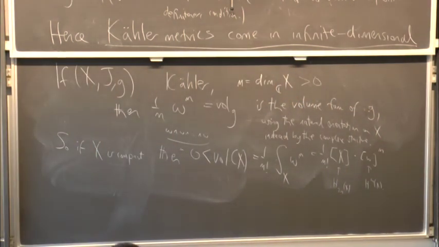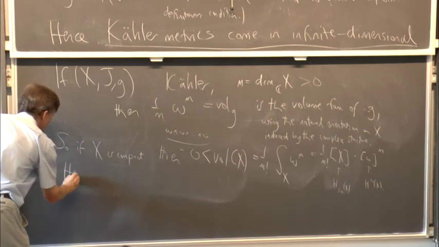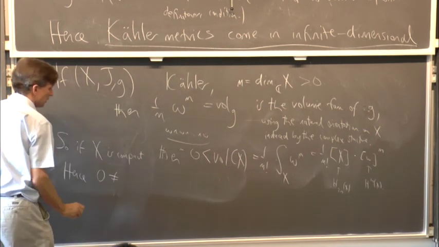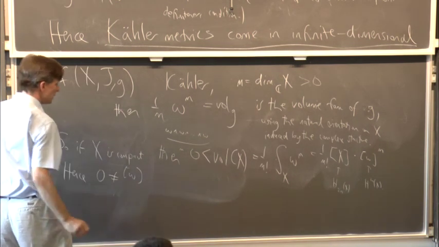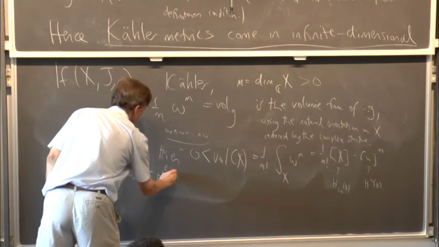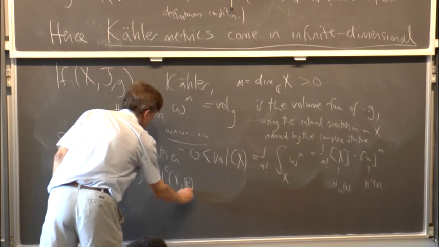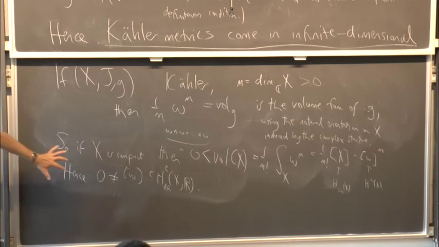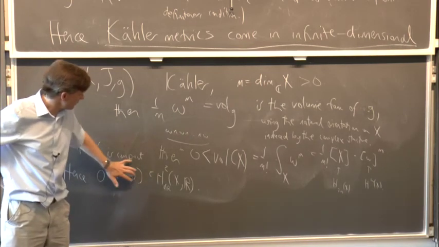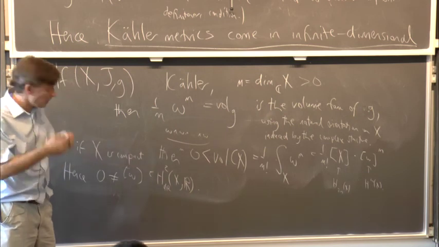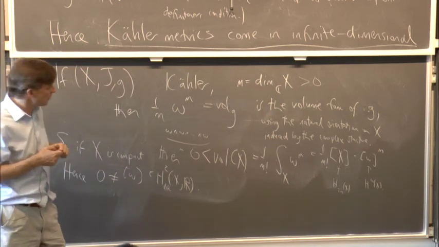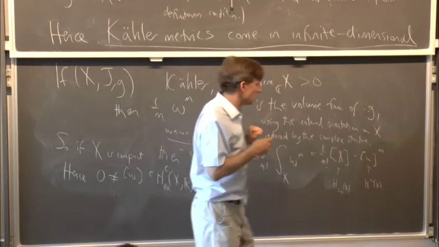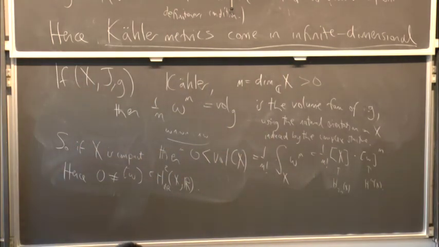And hence the cohomology class of omega is non-zero in the de Rham cohomology group. Something can only be a Kähler class if its cohomology class is non-zero, and in fact if the mth power of that cohomology class gives you something positive when you integrate it against the fundamental cycle of X. So that's another constraint on the possible cohomology classes of Kähler metrics.